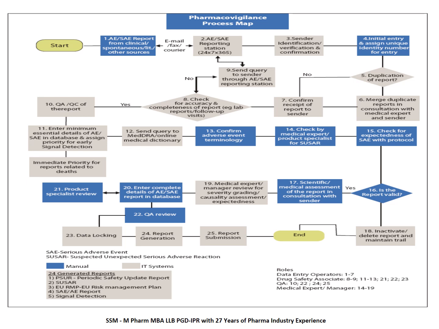Then check for accuracy and completeness of the report, that is, whether all details, lab reports, etc., and follow-up visit details are available. If there is any query regarding incompleteness of the details, then this query can be sent to the reporter through the reporting station. When all details have come, then quality assurance and quality control of the report is done, and then entry of minimum essential details about the adverse event or serious adverse event is done in the database, and assignment of priority for early signal detection is done.